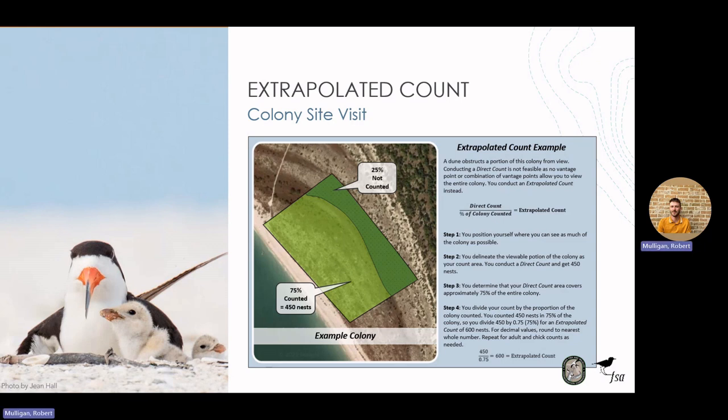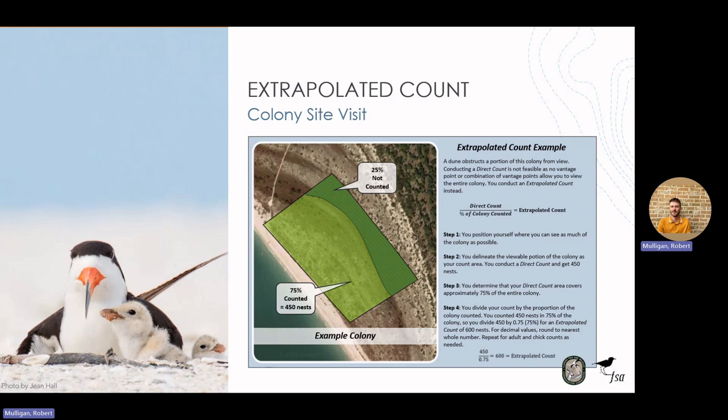Step 1. Position yourself where you can see as much of the colony as possible. Step 2. You delineate the viewable portion of the colony as your count area. In this example, you can see the portion of the colony shaded in light green. You cannot see the portion of the colony shaded in dark green. That's blocked by the dune. You conduct a direct count of the nest in this viewable portion of the colony.